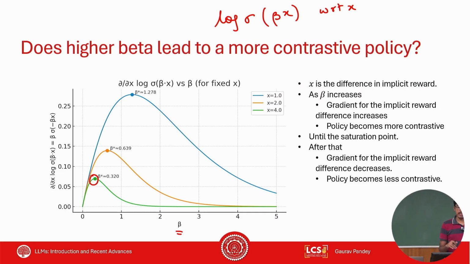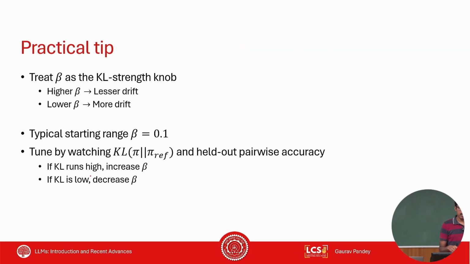But right now the current approach is that people assume beta is your KL strength ratio. Just like in PPO, they assume that beta is your KL strength. The higher the value of beta, the closer the policy will stay to the reference policy. And if you have a lower beta, then your policy can deviate faster from the reference policy.